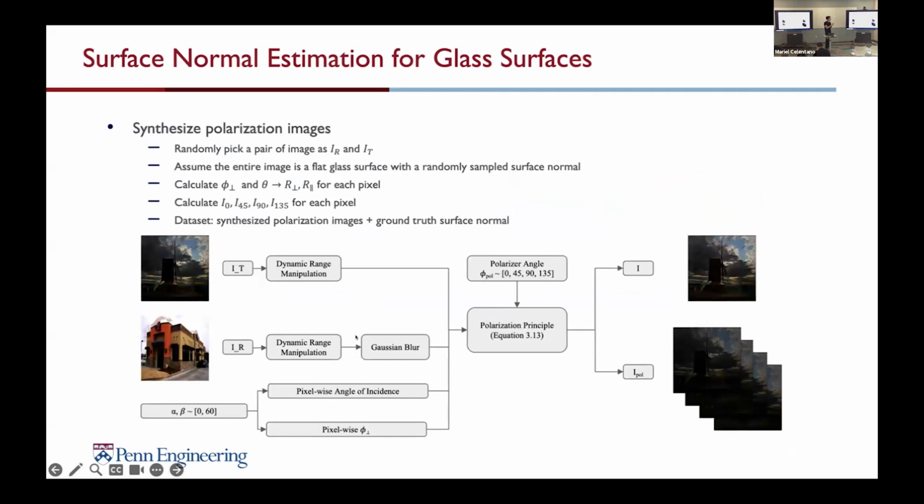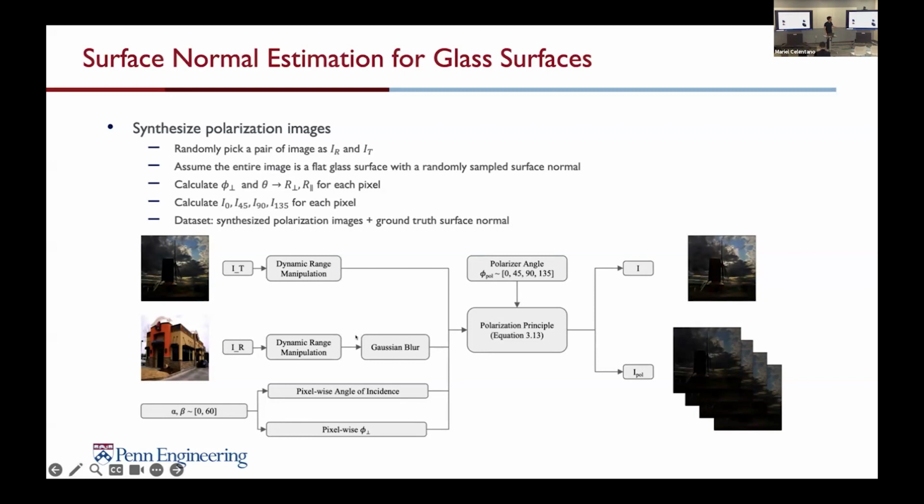We first randomly pick a pair of images as IR and IT, and we assume that the entire image is a flat glass surface with a uniform but randomly sampled surface normal. Because we're using a simple pinhole camera model, we can calculate the viewing direction of every single pixel in the image. With that, we can calculate the pixel-wise phi perpendicular and theta, which is the angle of incidence. We plug these into the equation we've seen in the previous slide, and we get the theoretical polarized intensity at 4 different angles for each pixel.